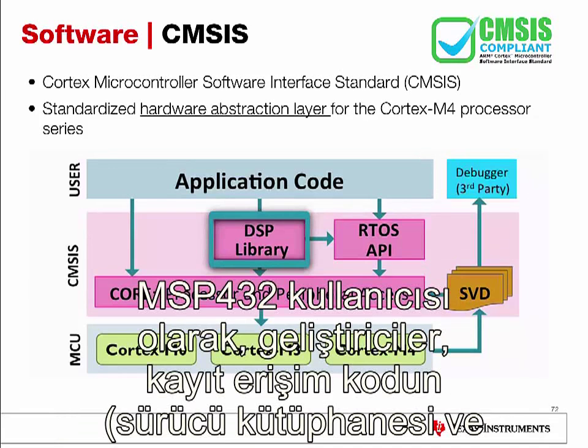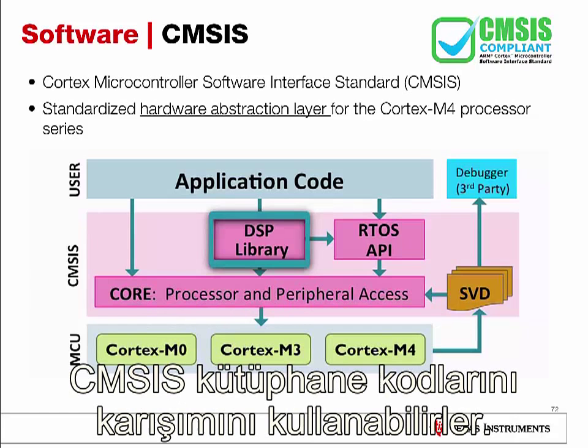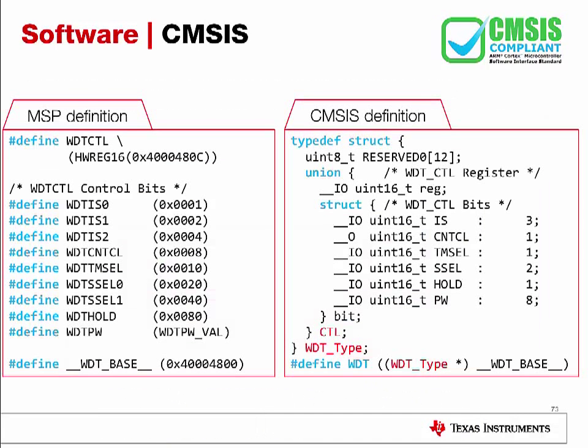As an MSP432 user, developers can use a mixture of register access code, driver library code, as well as CMSIS libraries. Here's one example of how that mixture comes into play. From the core, the MSP432 header file provides the MSP definitions where you have control over each and every register and register bit. At the same time, the header file also provides a CMSIS definition of the same registers where everything is organized into structs. Again, by providing both types of definitions, MSP432 devices enable users to be really flexible and be able to mix and match the software style they use for the application.